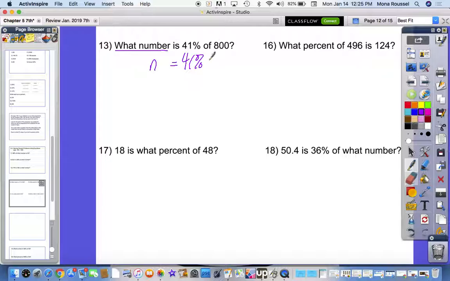When of comes between two numbers, it means to multiply times 800. So again, what number was our variable? Is the equal sign. 41% of between two numbers means multiply, and then we bring down the 800. So to solve for n, we simply have to multiply 41% times 800.